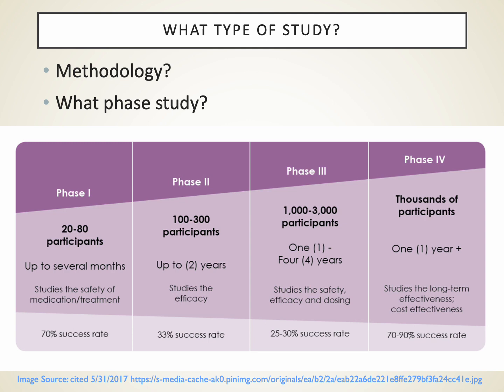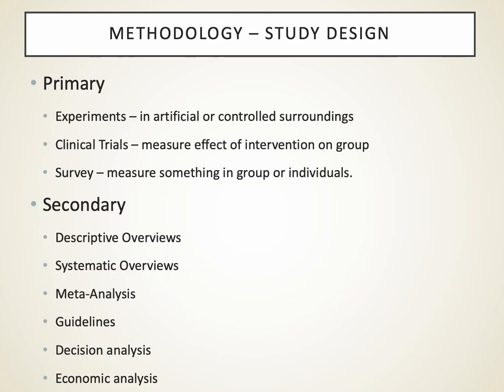You also want to know the methodology and what phase of the study. Was it an animal model study for which we don't have a lot of clinical utility for that animal data? But for human studies, was it a phase 1, 2, 3, or 4 study? We talked about this earlier in the legal block. You want to look at the methodology.